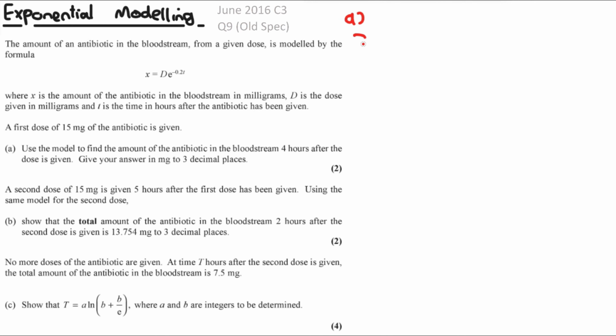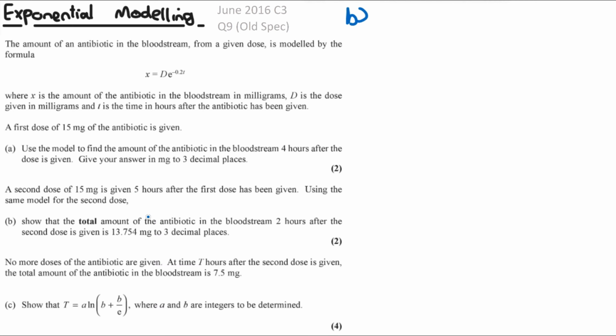So this is going to be x is equal to d, so remember this is the dose in milligrams, and we're told this is 15, so it's 15 e to the power of minus 0.2t, and t is the time in hours after the antibiotic has been given, and we're told it's 4 hours after the dose is given, so this is 4. If you put this into a calculator, this is equal to, to 3 decimal places, 6.740.